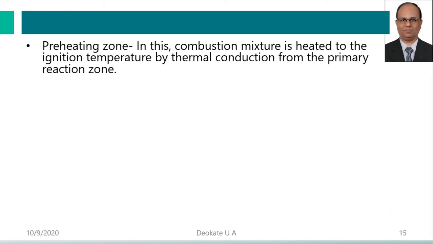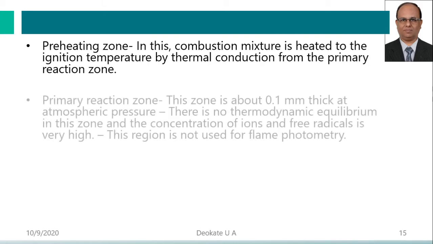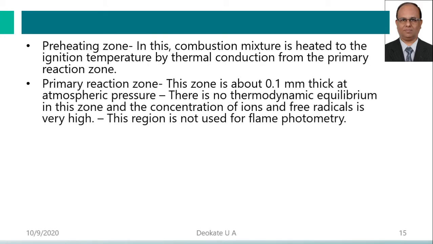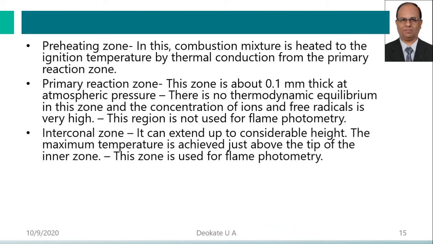In the preheated zone, the combustion mixture is heated to ignition temperature by thermal conduction from the primary reaction zone. The primary reaction zone is about 0.1 mm thick at atmospheric pressure. There is no thermodynamic equilibrium in this zone, and the concentration of ions and free radicals is very high. This region is not used for flame photometric determination. The third zone is the interconal zone. It can excite up to a considerable height.